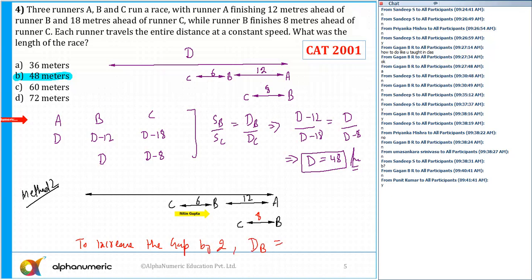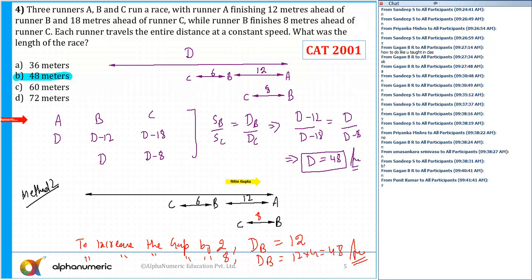The distance traveled by B is equal to 12, yes or no? Because when B reaches the finishing edge, B has actually traveled only 12. When B traveled 12 meters, the gap between B and C increased by 2. But for the entire race, the gap between B and C is 8. So to increase the gap by 8, that is 2 into 4, the total distance traveled by B must be 12 into 4, which is equal to 48. So B has traveled a total of 48, which means the length of the race course is 48.